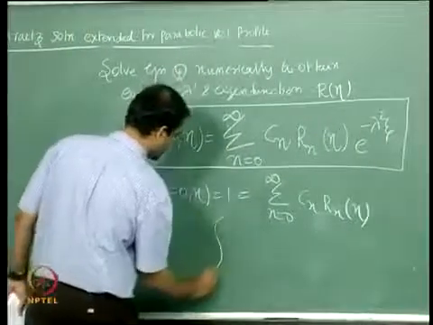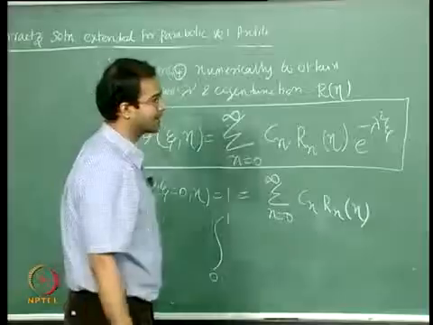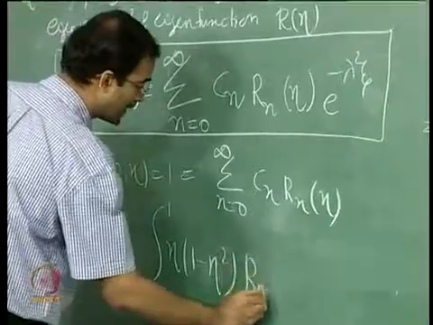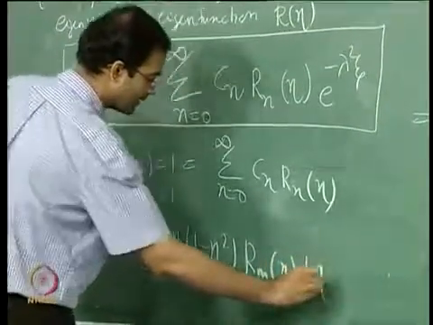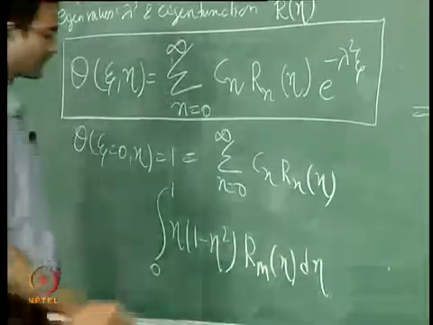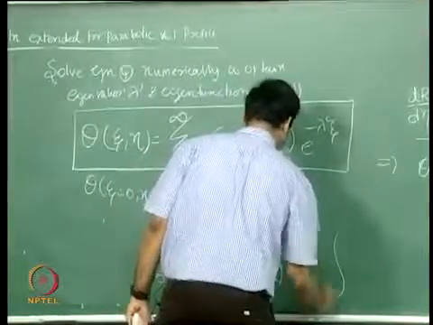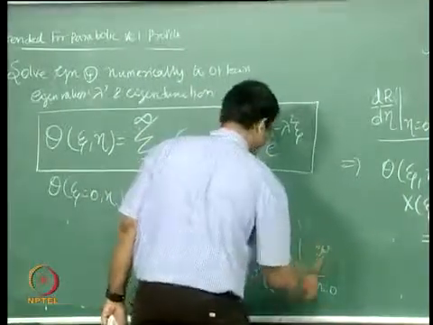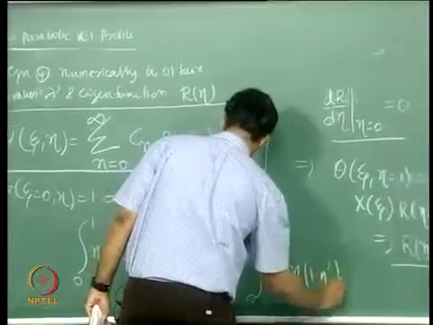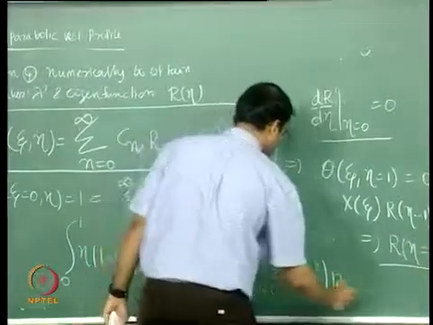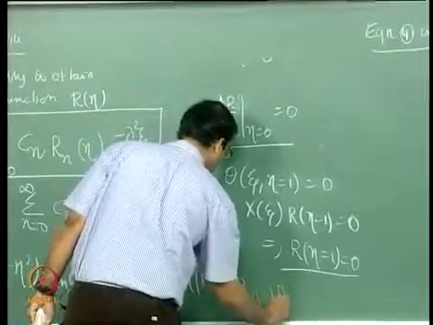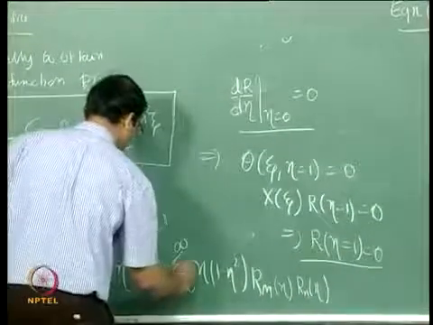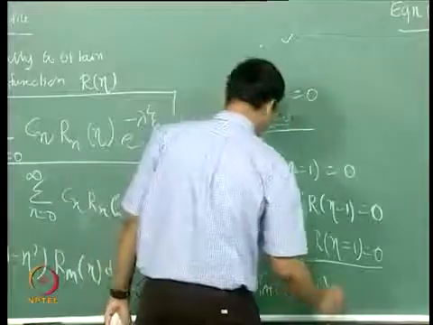So from 0 to 1, the weighing function is eta into 1 minus eta square into some Rm of eta into d eta. I multiply this from both sides, so I have integral 0 to 1, summation n equal to 0 to infinity, eta into 1 minus eta square, I have Rm of eta Rn of eta into Cn, so Cn will be here, into d eta.